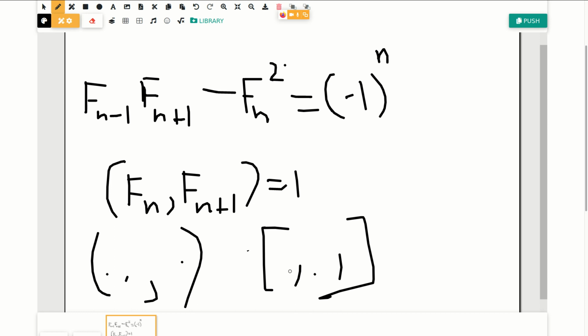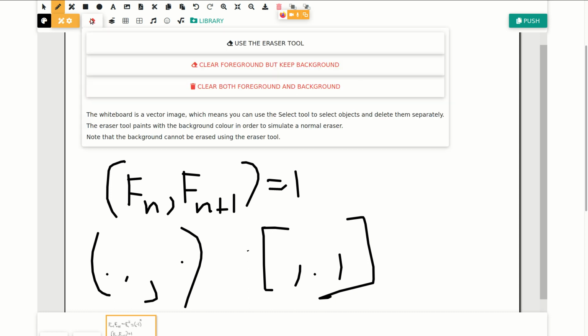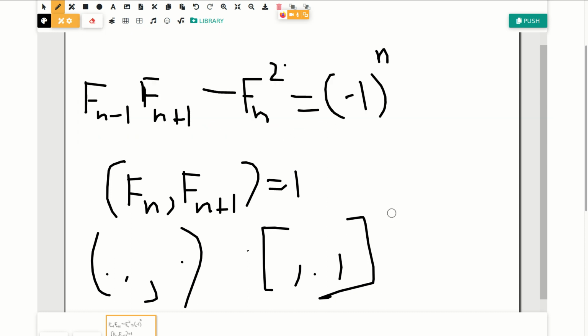So square brackets mean LCM, and the circular brackets mean GCD. So yeah, keep that in mind. So the GCD between any two consecutive Fibonacci numbers, that's 1, and we'll see how this comes out to be. It's actually easy to see from this formula.